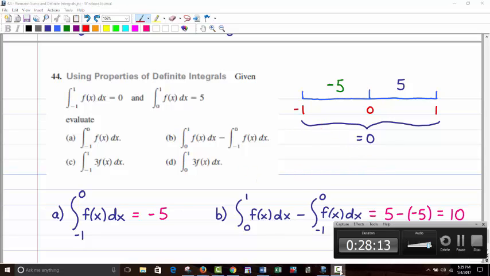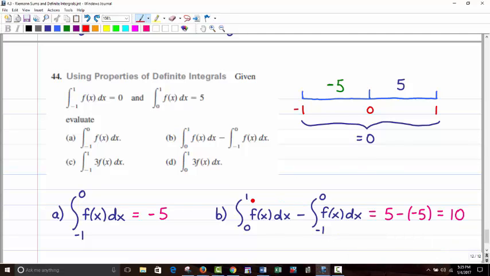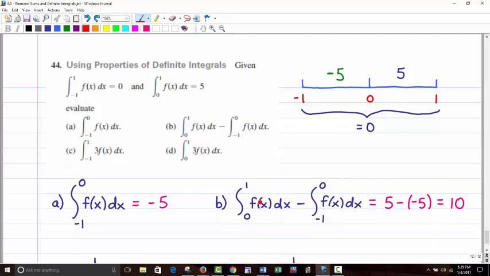And so there we go. This one is 0 to 1 minus negative 1 to 0. Okay, 0 to 1 is 5. Negative 1 to 0 right here is negative 5. But be careful here, it says minus between the two. So don't add those and get 0. If there had been a plus there, then it would have been 0. But 5 minus a negative 5 would be 10.